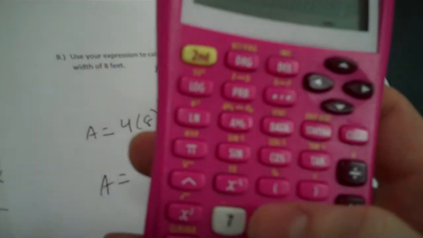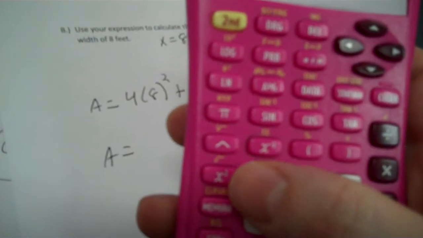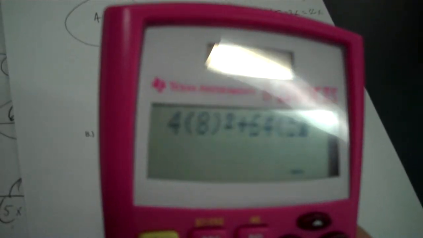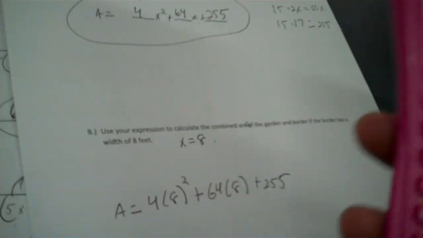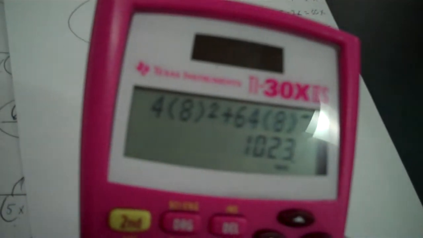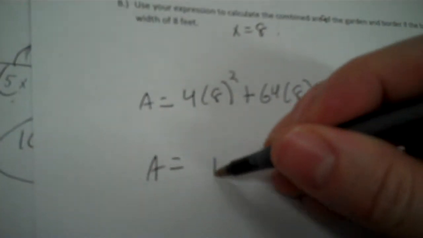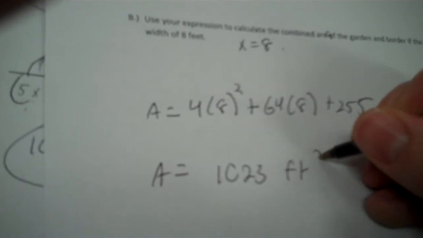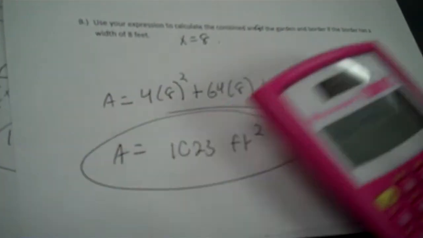Okay, then just go to your calculator. 4 parentheses 8 to the second. You can go caret 2 or you can just hit the key next to the 7. Okay, I got 1023, and the label on that is feet squared, because it's area. Okay, so that's it on that.